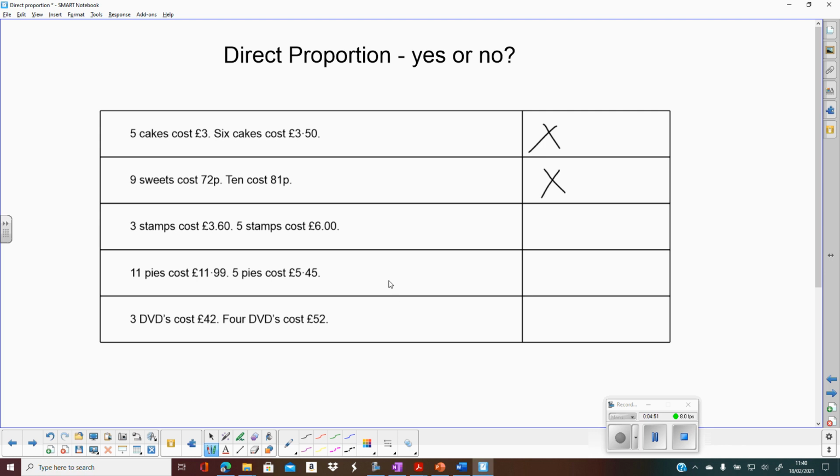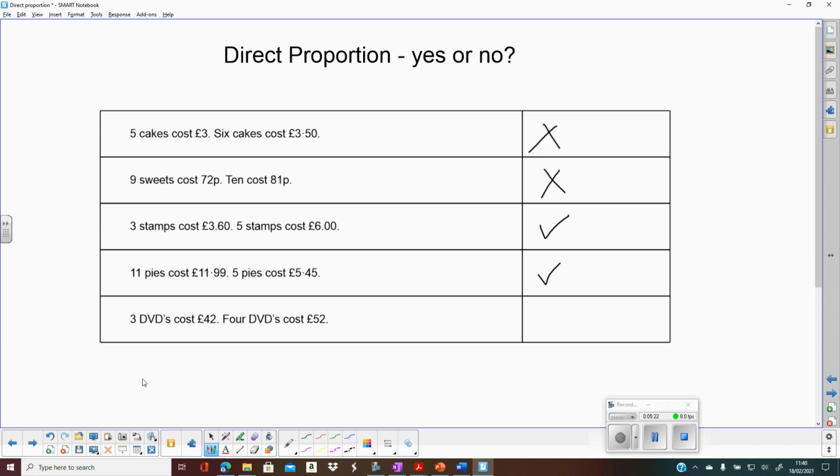3 stamps cost £3.60. If we divide the £3.60 by 3, that means that each stamp costs £1.20. 5 stamps cost £6, so those are indeed in direct proportion. 11 pies cost £11.99. That means that each pie, if we divide the £11.99 by 11, costs £1.09. So 5 times £1.09 is indeed £5.45. So those are in direct proportion.